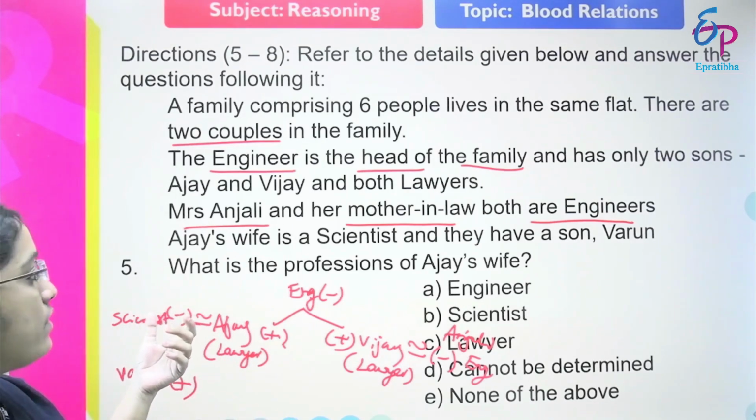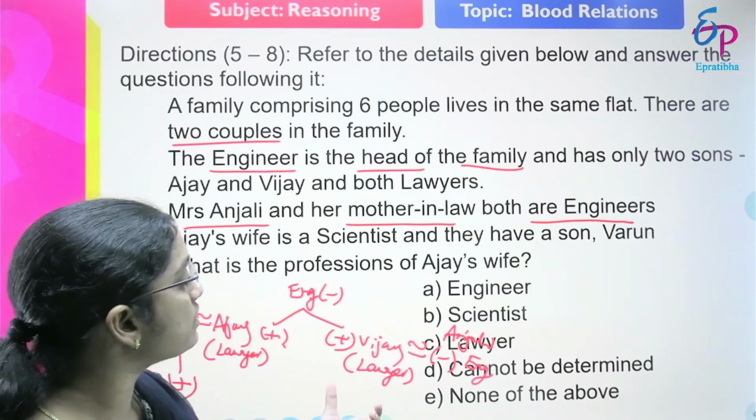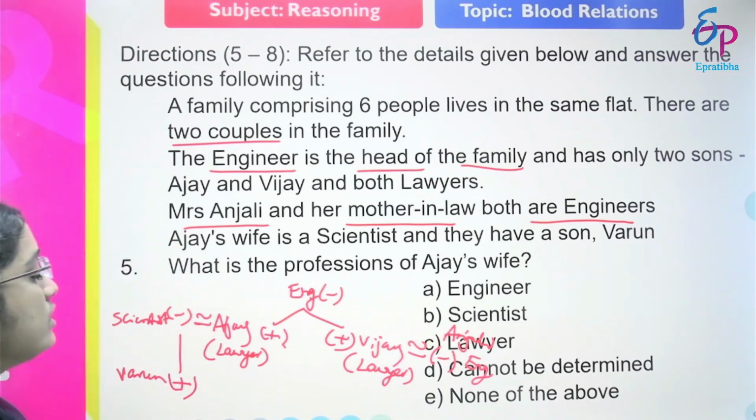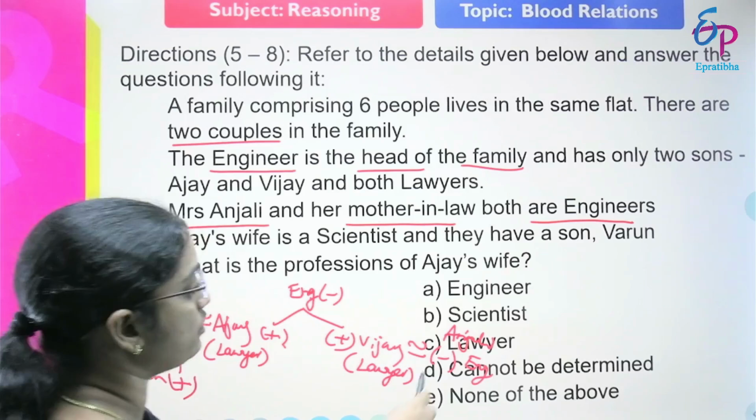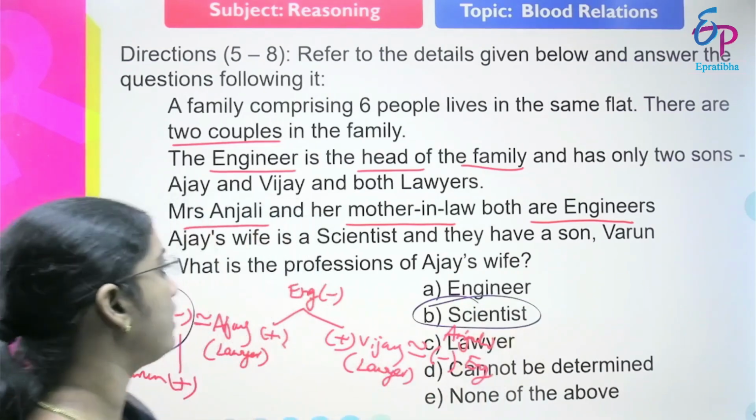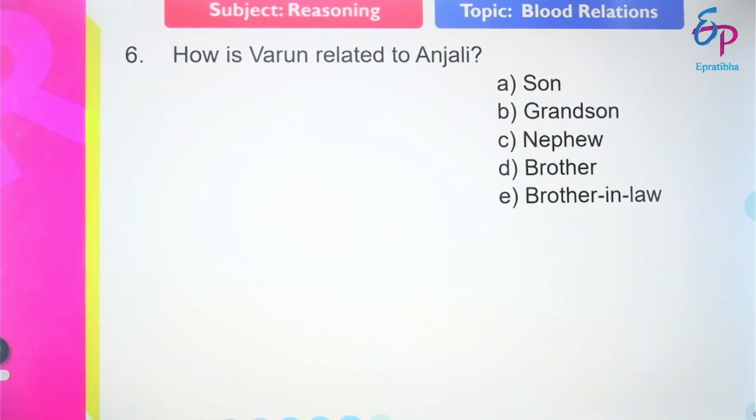What is question number 5? What is the profession of Ajay's wife? So Ajay's wife's profession is scientist. So we are getting the answer for that. Then move to next question.